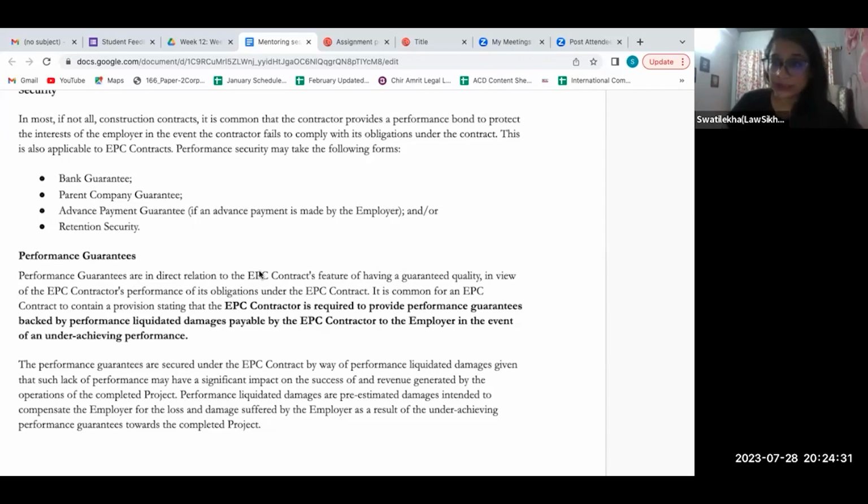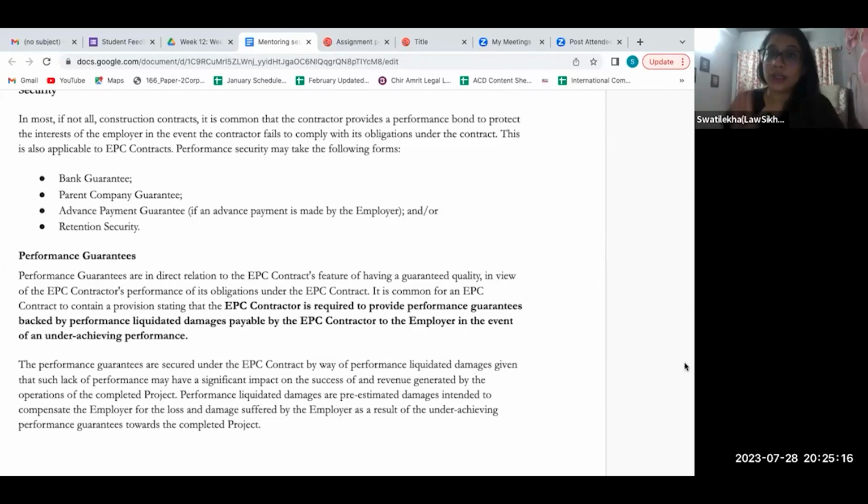For this performance guarantee, there will be some parallel security provided. The security provided can be in the form of a bank guarantee, parent company guarantee, advance payment, some money paid in advance, and parallelly an advance payment guarantee and retention security, as in the money paid in advance can be retained if the quality is not adhered to. These are liquidated amounts, and at the end of the day, if you do not adhere to the quality promised or the timeline promised, this money can be taken away by the employer or the owner of the project.